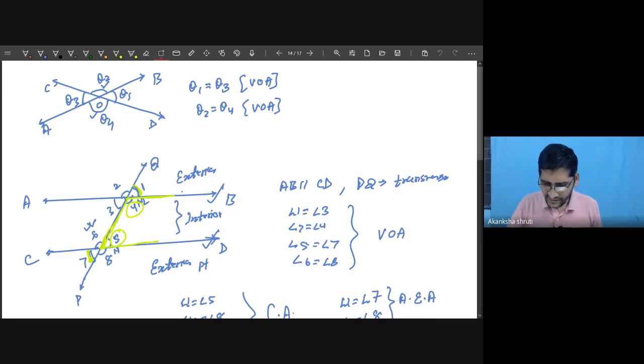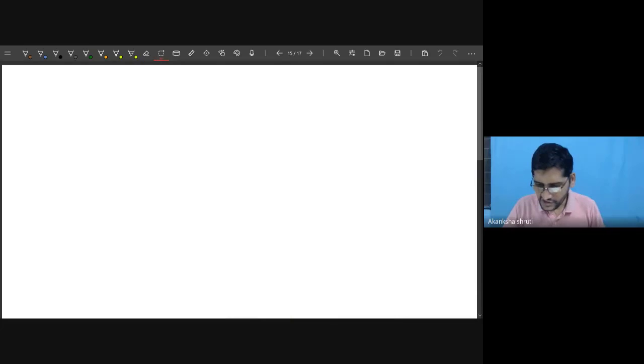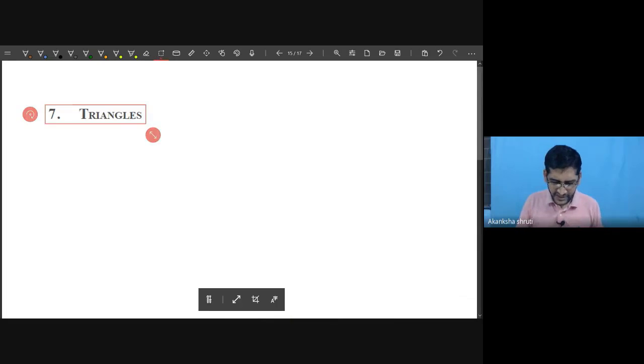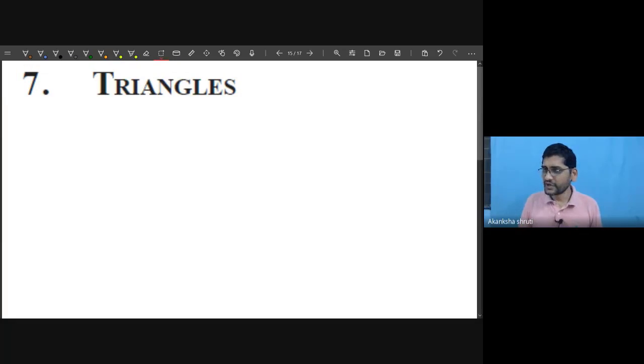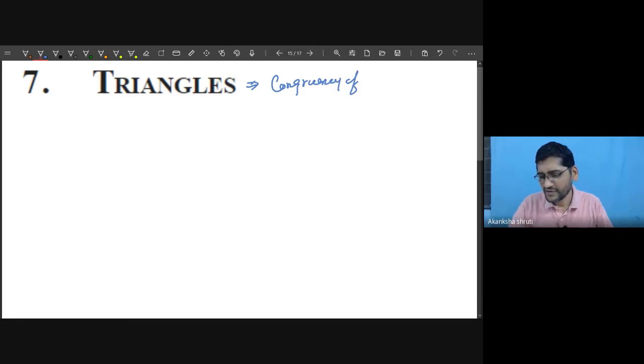So the next one is our triangles. Students, in this chapter on triangles, we have to learn about the congruency of triangles, because the angle sum property and other things are in our chapter on angles. Here we have to learn about the congruency of two triangles.